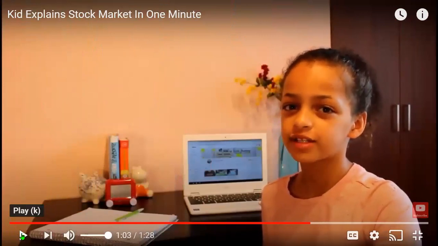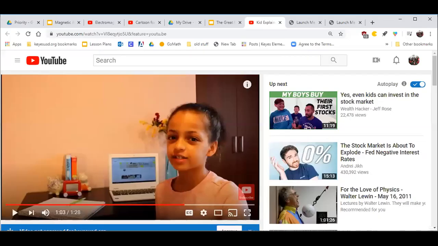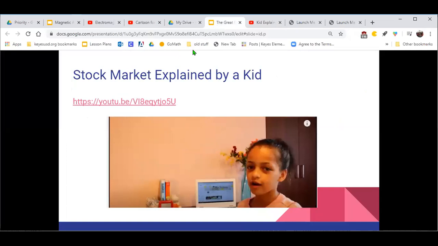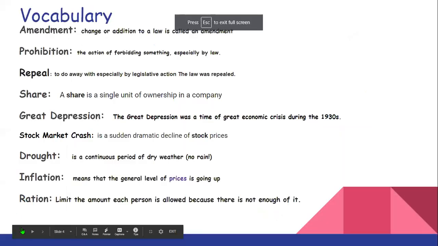Okay, so isn't that, I thought that was very, very cute. And of course, you're not going to know everything about the stock market, but it gives you a little introduction to it, because as you get older, you'll be learning about it in every grade that you're in, most likely.